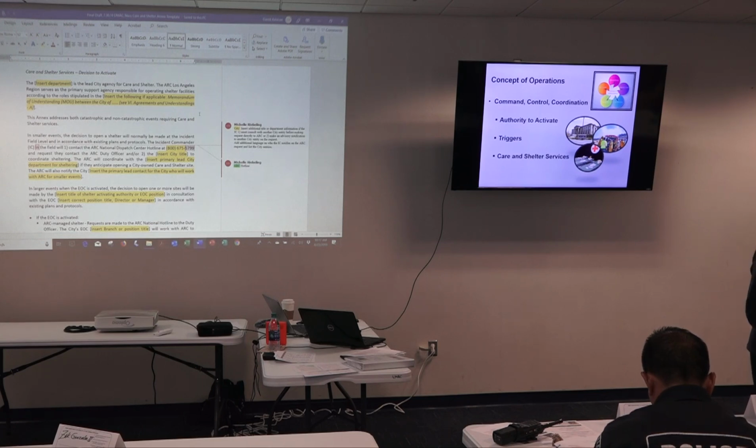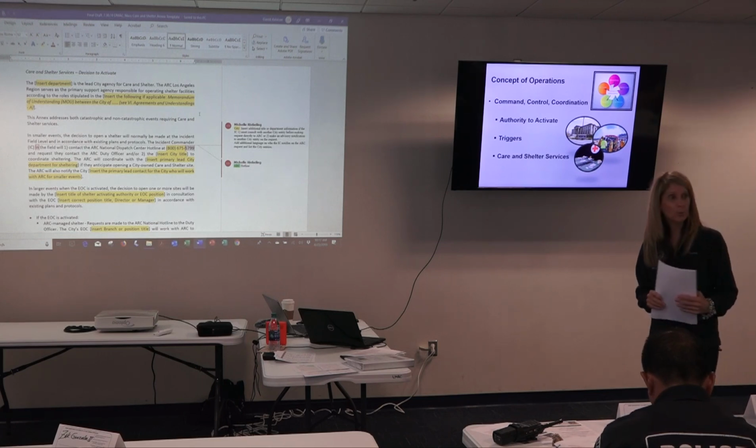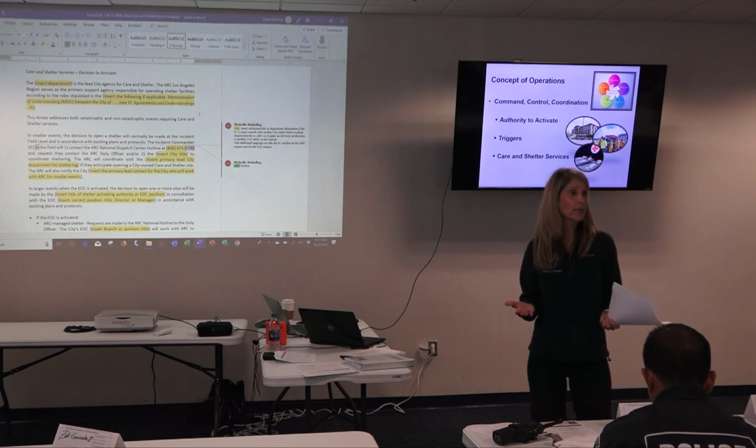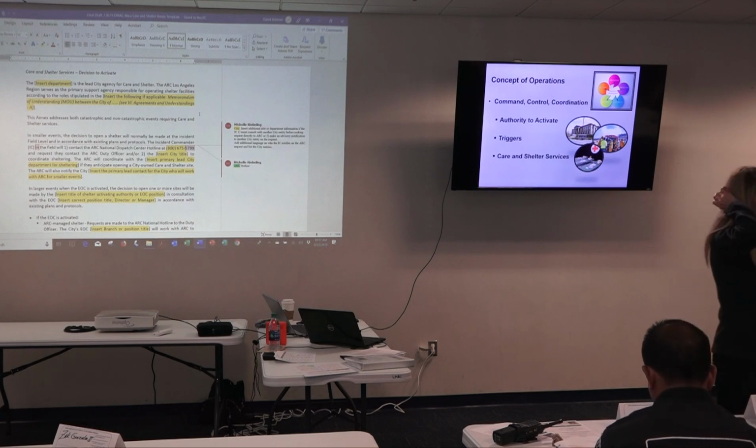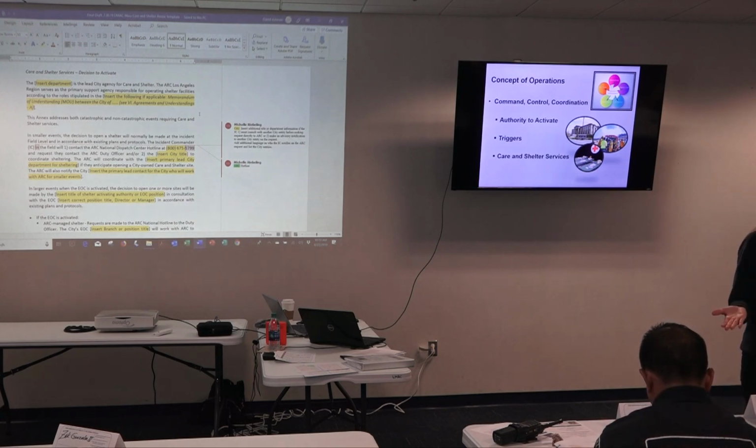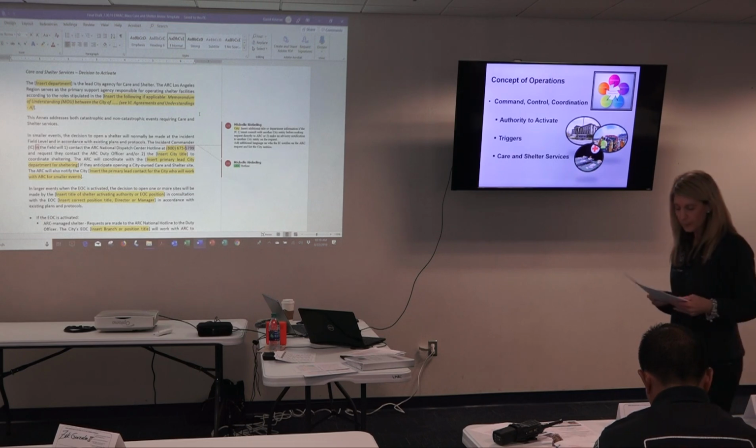You'll notice there's an insert lead department. For example, at the last workshop, one of the jurisdictions didn't have a Rec and Parks department or division, but they had a community services division, and they were responsible for activating shelter sites and all those operations. So a representative from that department would respond to the command post. So that's your first situation.